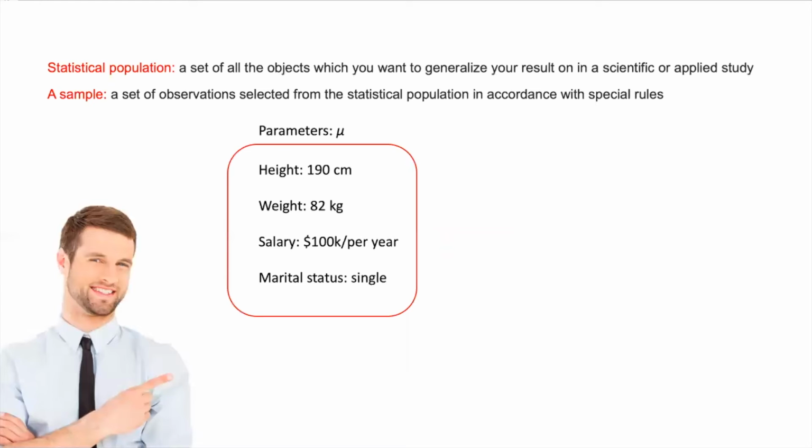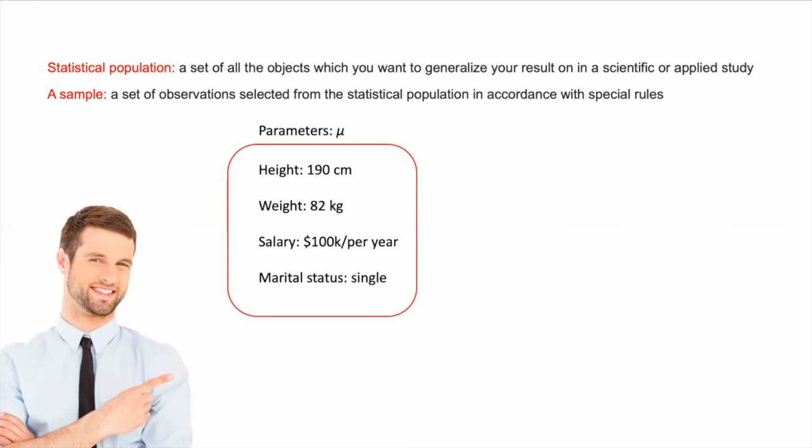Actually, we have already introduced some concepts: statistical population, sample, parameter, and statistics. Let's clear up these definitions one by one. The set of all objects that we want to draw a conclusion about is called the statistical population. In other words, statistical population is a set of all objects which you want to generalize your result on in a scientific or applied study.